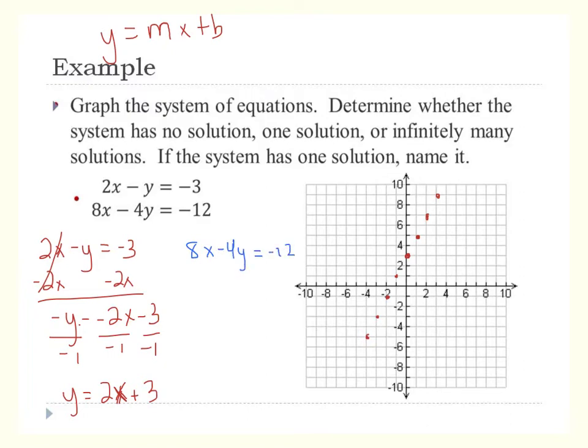That's negative 12. And so I'm going to subtract 8x. Negative 4y equals negative 8x minus 12. Divide by negative 4. y equals 2x plus 3. Well, look at that. What is happening here? Those are the exact same line. If I start at 3 and I go up 2 over 1, it's the exact same line.